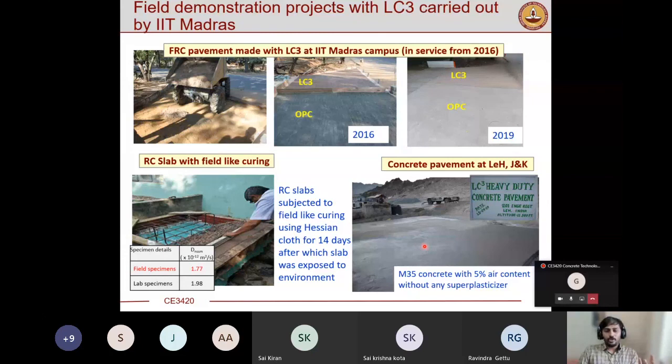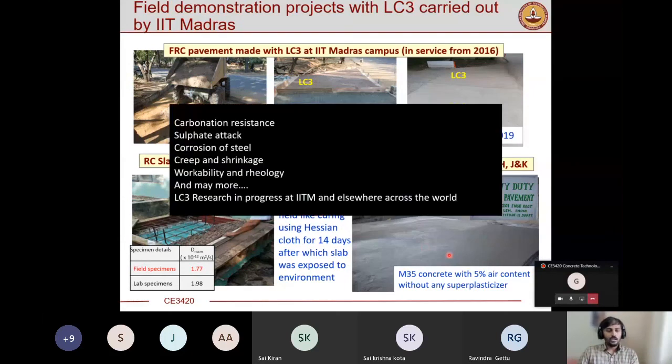Obviously, when you have a new cement, to make it acceptable in the industry, you have to do a lot of research. So there are a lot of other things happening at IIT in our lab. When you do an internship in the lab, you will see there are works happening on the new cement combination on carbonation, sulfate attack, corrosion of steel, creep and shrinkage, and whether workability and rheology can be controlled in the new combinations. So these are some of the works in progress.